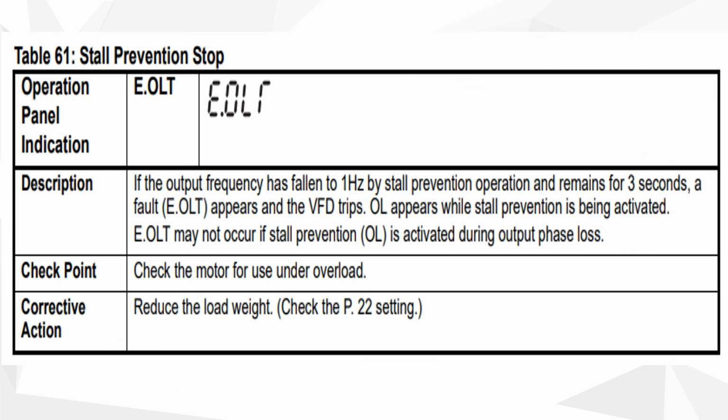There is one error code, stall prevention stop, okay, E.OLT. This error occurs only when the VFD frequency is showing different in the VFD, but actually the motor is rotating at very less speed, okay, and it continues for 3 seconds. Suppose the VFD is giving a frequency of 30 hertz, but the motor is running at 27, 28 or 25, and it continues for 3 seconds, and the motor is in an accelerating condition, in that situation it will be activated.